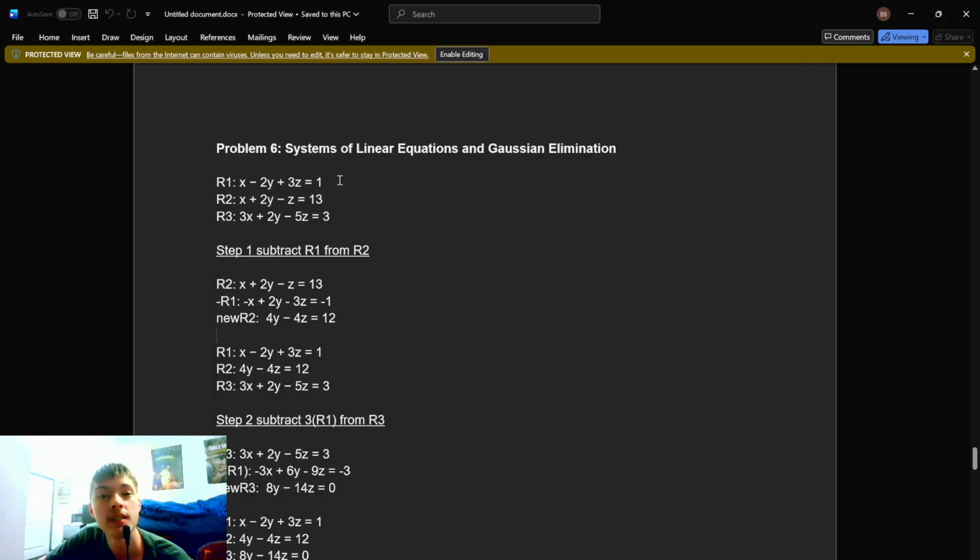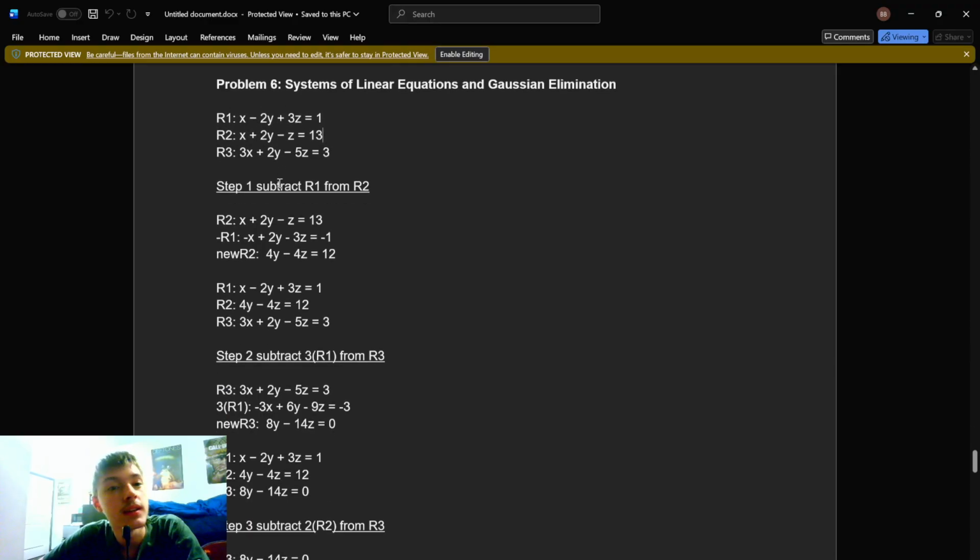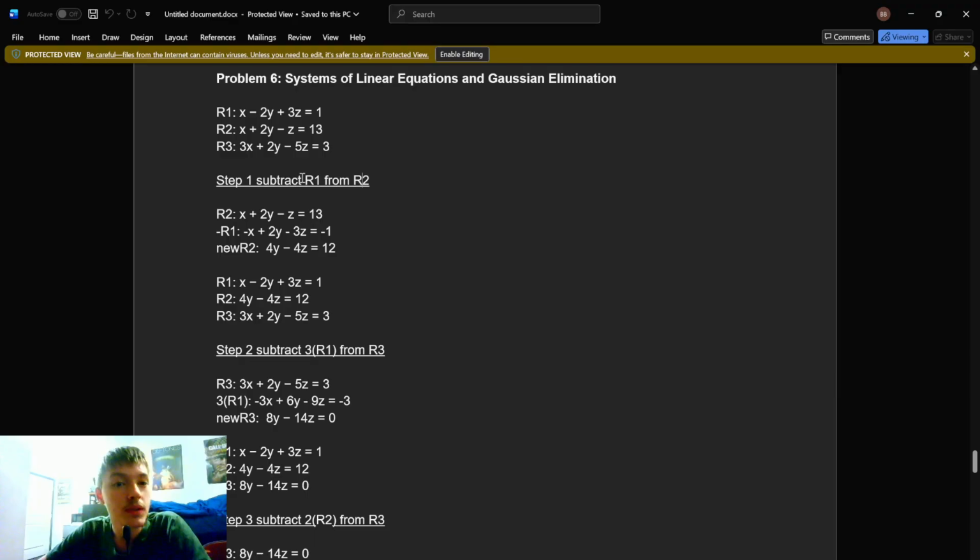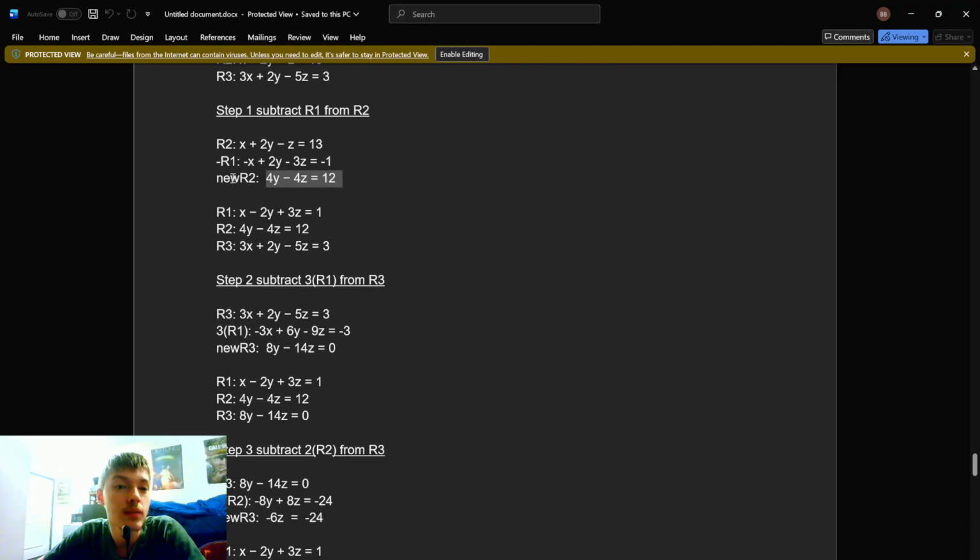And for 6, we have the systems of equations. These are pretty easy. First up, you subtract R1 from R2 to get rid of this x right here. Set the new R2 to this.